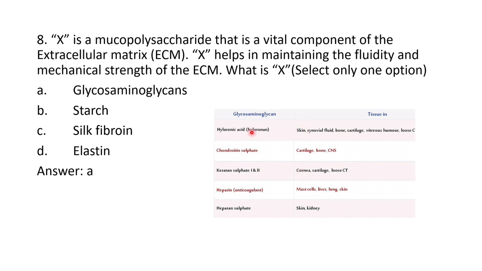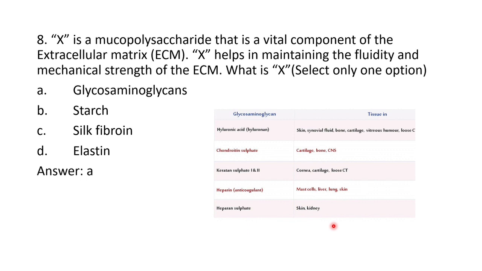various tissues in our body. So hyaluronic acid or hyaluronan that you would have studied is present in skin, synovial fluid, bone, cartilage, vitreous humor, and so on. Chondroitin sulfate, which is present in cartilage, bone, and CNS. Keratan sulfate 1 and 2, which is present in cornea, cartilage, and so on. Heparin, which is an anticoagulant that we studied in the last lecture also, is present in mast cells, liver, lung, and skin. And then heparan sulfate, which is present in skin and kidney.